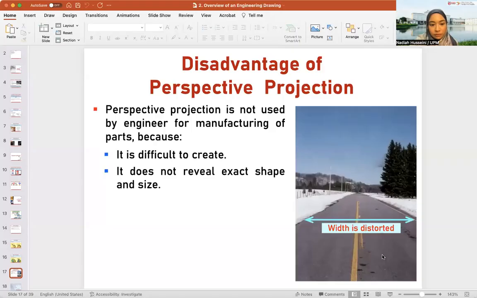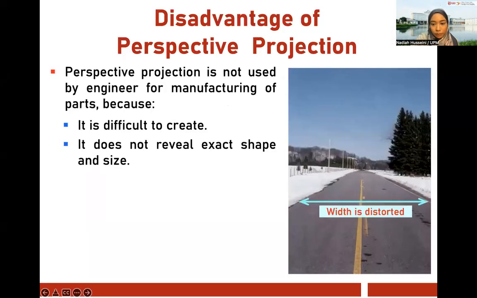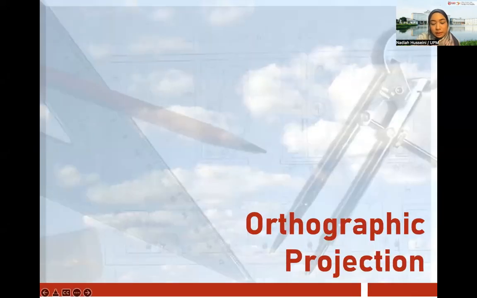Okay, share balik lecture. Okay, so it does not reveal the exact shape and size. So perspective KLCC kita tengok tadi tu, you can't make up how does the KLCC look like at the top. You don't really know at the back macam mana, dekat front macam mana. You only see like bawah dia kan. It's not very helpful. Okay, moving on. The width is distorted. Okay, so dah habis projection view.